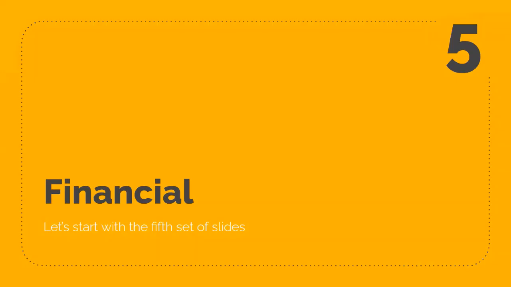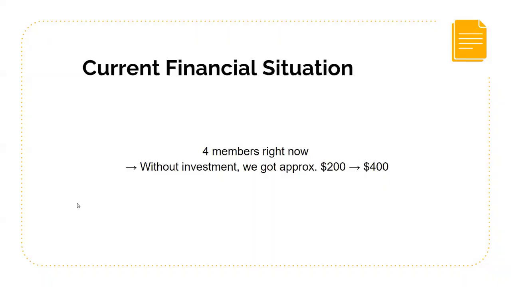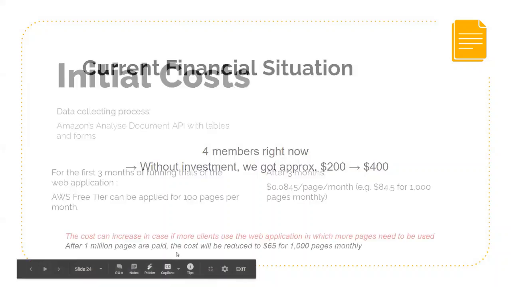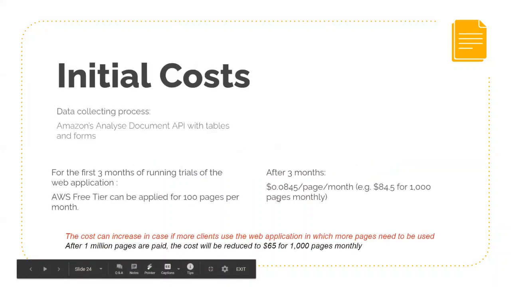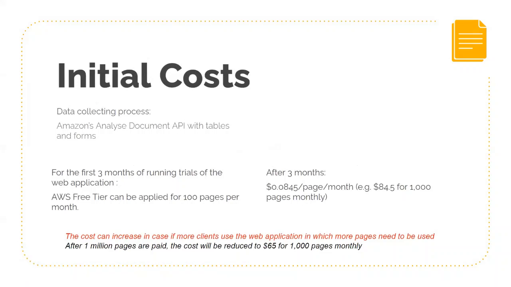Now, Annie's going to talk about the financial section. The current financial situation first. So we actually only have 4 members right now, but the original capital would be from $200 to $400, and the initial cost will be the Amazon Analyze Document API with tables and forms, and the amount would be less than 10 cents.